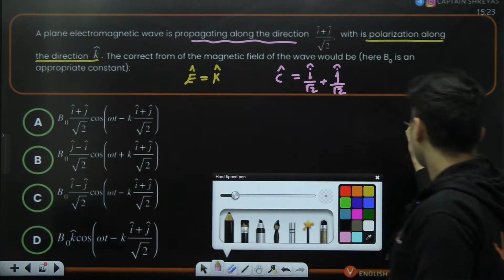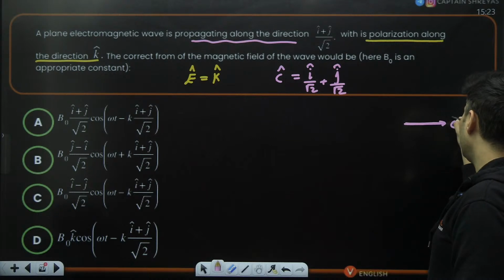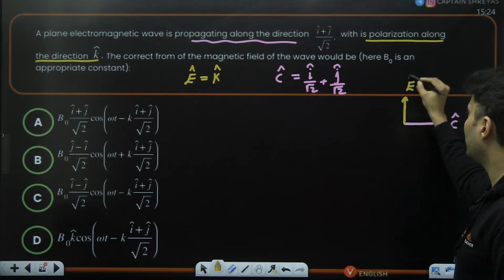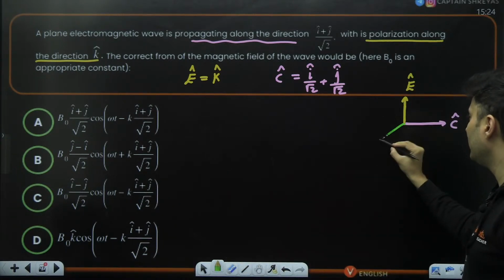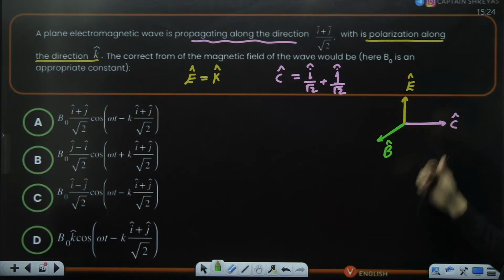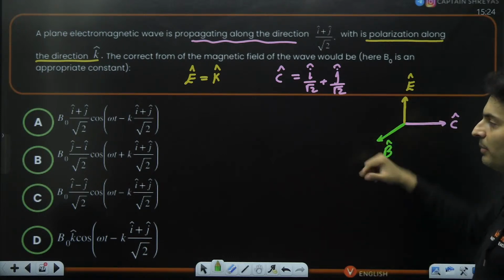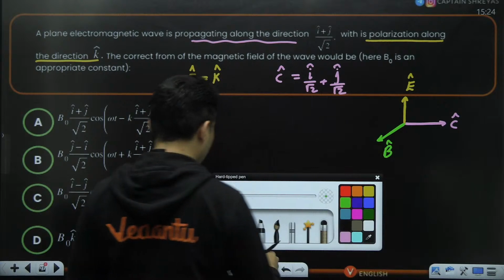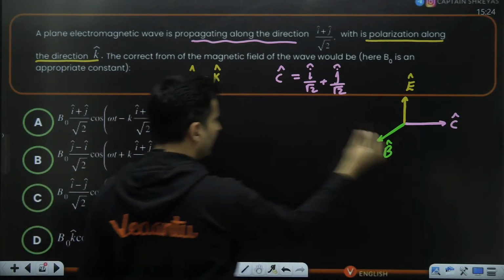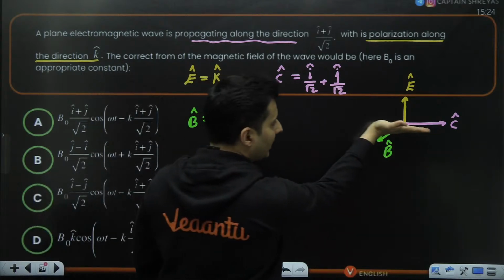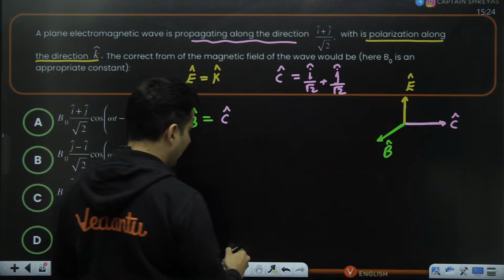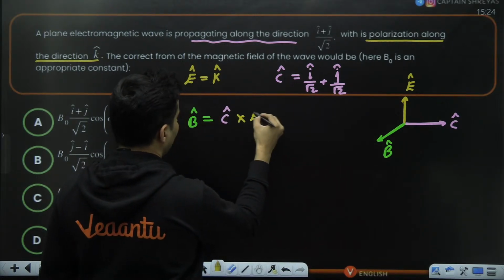Now the thing is, when you have the direction of light like this and the electric field unit vector like this, the magnetic field vector will be such that E hat cross B hat will be C hat, and C hat cross E hat will be B hat. So you can obviously see that B hat will be C hat cross E hat. Take your right hand, four fingers like this, curl it like that, that will be E hat, the thumb will point in B direction, that's all.